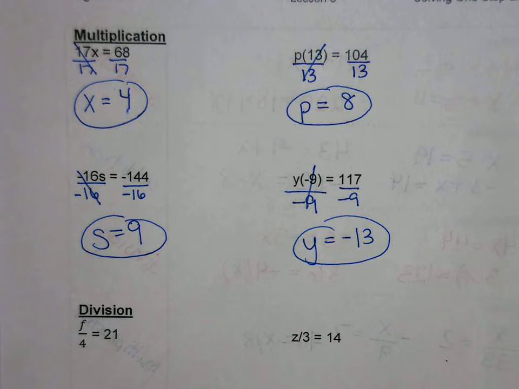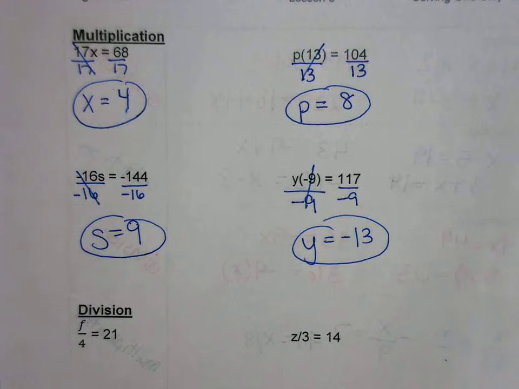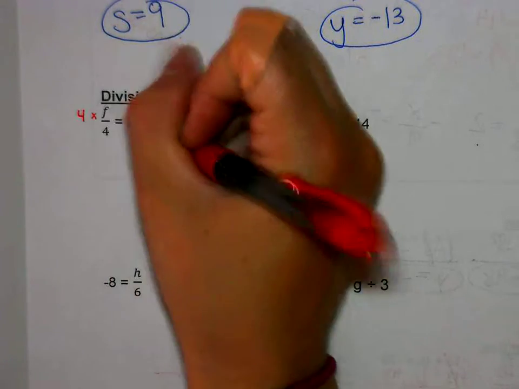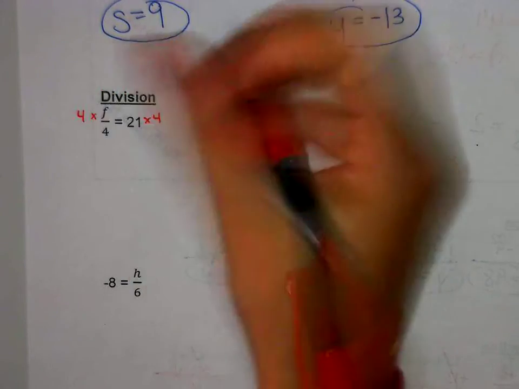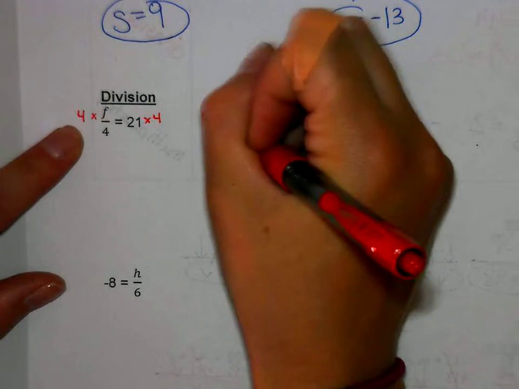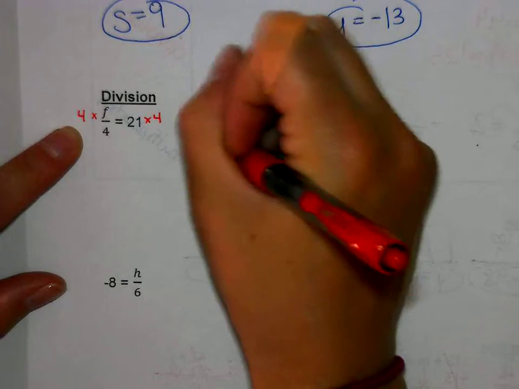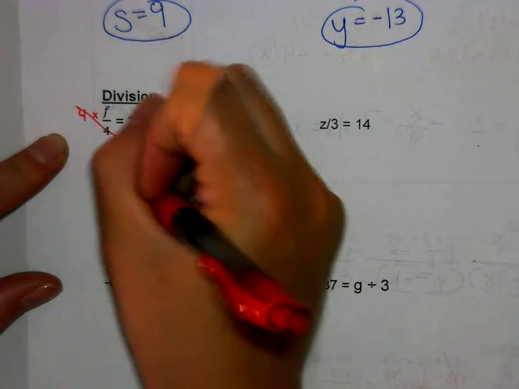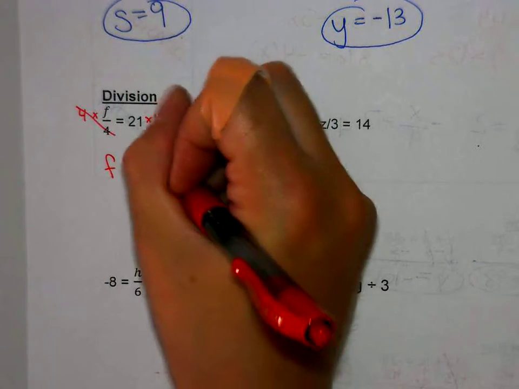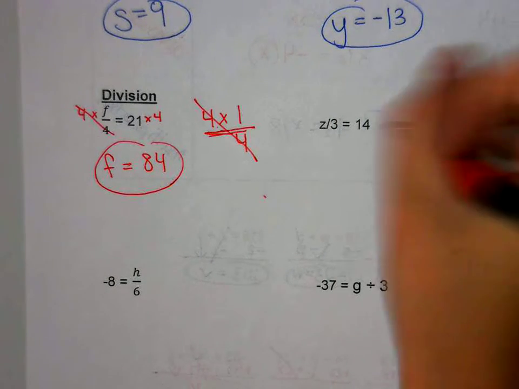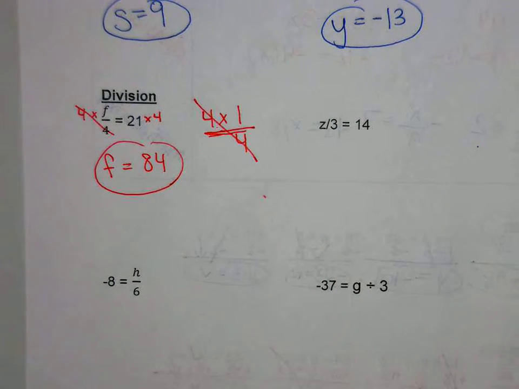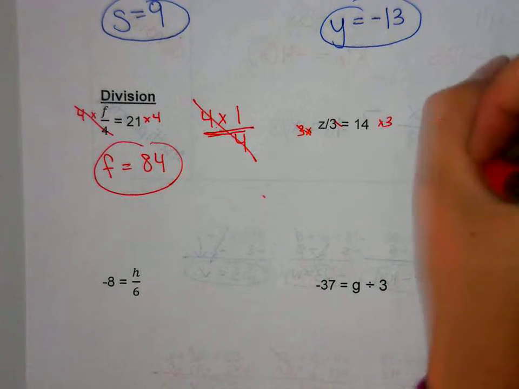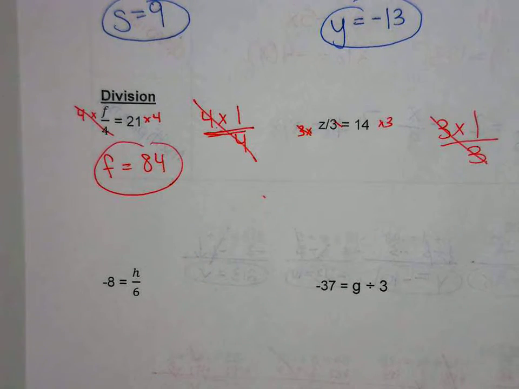Alright, let's take a look at division. Here we're dividing f by 4, so that means we want to multiply both sides by 4. So here what's happening is we have a 4 times a 1/4. Since we're multiplying, our 4's cancel each other out, becoming a 1. So f equals 21 times 4, which is 84. Same thing here, we are dividing by 3, so we want to multiply by 3. These two cancel out, becoming 1. So z equals 14 times 3 is 42.